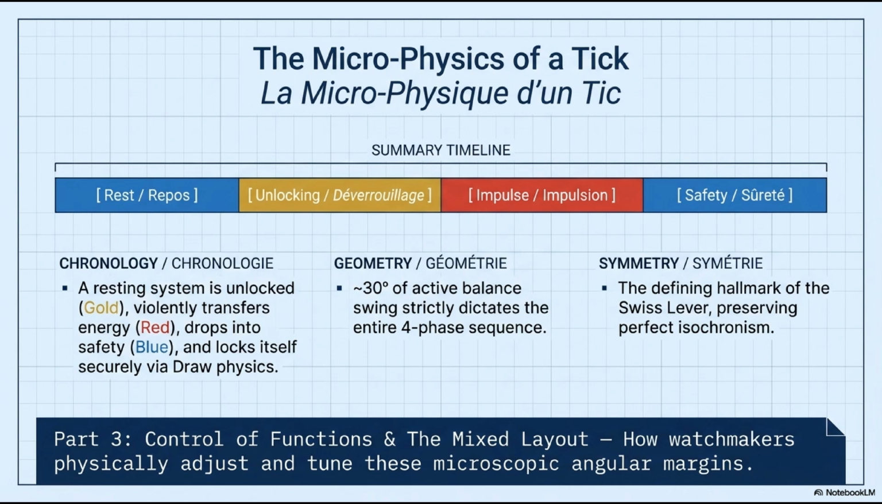The teaser for Part 3, Control of Functions in the Mixed Layout: how watchmakers physically adjust and tune these microscopic angular margins. We've now described the ideal, correctly adjusted escapement in complete kinematic detail. In Part 3, we move to the practical question: how do you verify that an actual escapement is correctly adjusted, and what do you do when it isn't? The 7-step Ashevich procedure, the 3 plays, the 2 functional stoppages, and the geometric basis of the mixed layout. These are the tools that connect the theoretical ideal we've analyzed to the physical mechanism on the bench. Part 3 begins on the next slide.